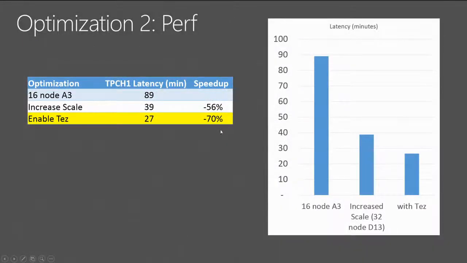I run it, and I got a 70% speedup from my original. So it went from 90 minutes, I'm down to now 27 minutes. It's pretty good. I'm getting there. So I asked, what else can I do?